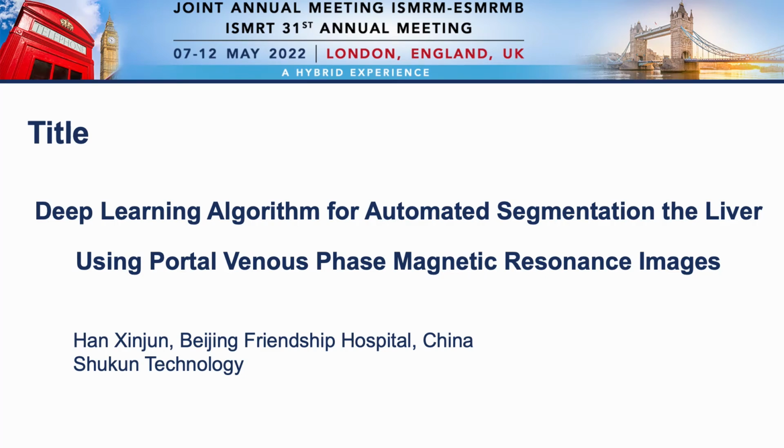My name is Han Xinjun, Research Associate from Beijing Friendship Hospital Radiology Department in China. It is my great pleasure to be here and get this opportunity to present my current progress in MR liver segmentation by using deep learning technique. The title is Deep Learning Algorithm for Automatic Segmentation of the Liver Using Portal-Venous Phase Magnetic Resonance Images.